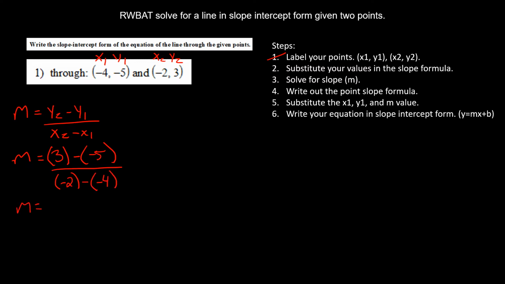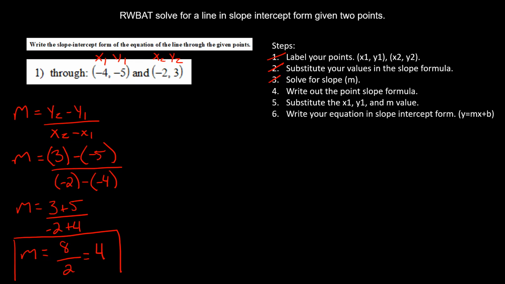Let's clean this up a bit. We're going to get 3 minus negative becomes plus 5 over -2 minus negative becomes plus 4. So we get m equals 3 plus 5 is 8 over -2 plus 4 is 2. I'm sorry, 8 divided by 2 is 4. So our m is 4. This is important. So we did substitution and we solved.